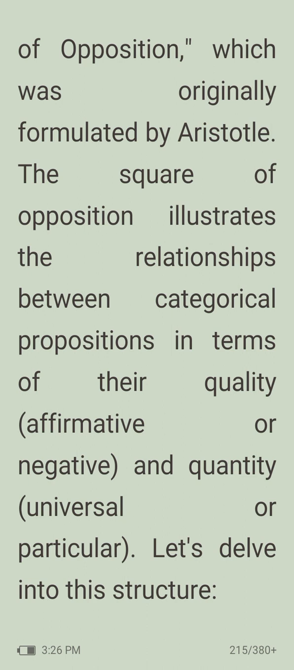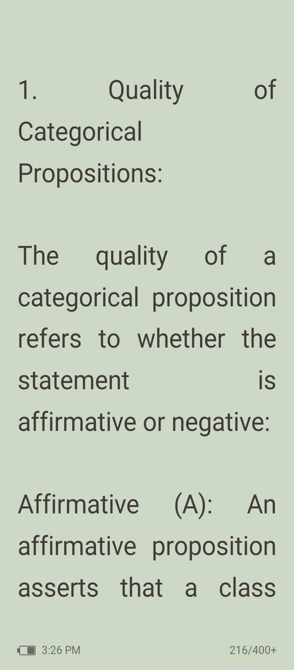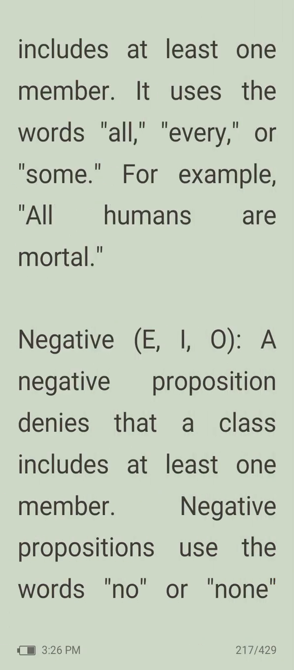The square of opposition illustrates the relationship between categorical propositions in terms of their quality, that means affirmative or negative, and quantity, universal or particular. Let's delve into its structure. Quality of categorical propositions. The quality of a categorical proposition refers to whether the statement is affirmative or negative. An affirmative proposition asserts that a class includes at least one member.